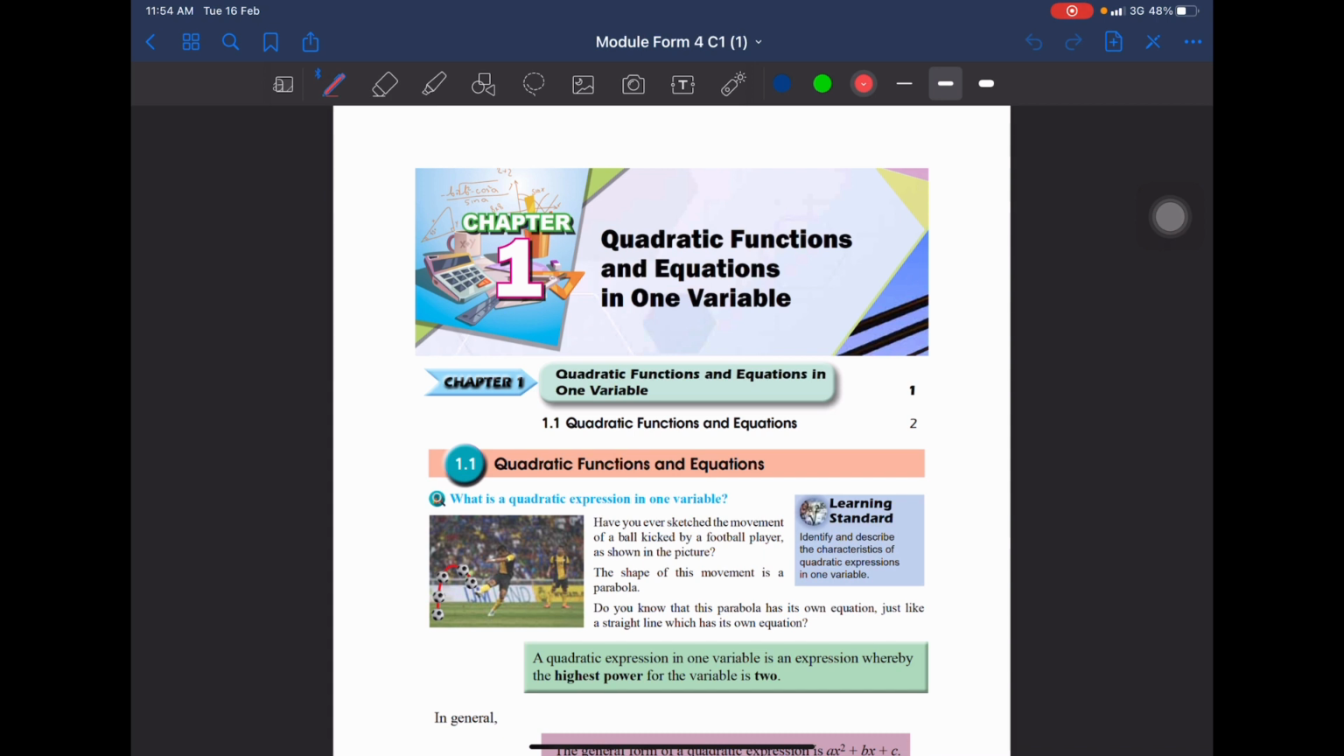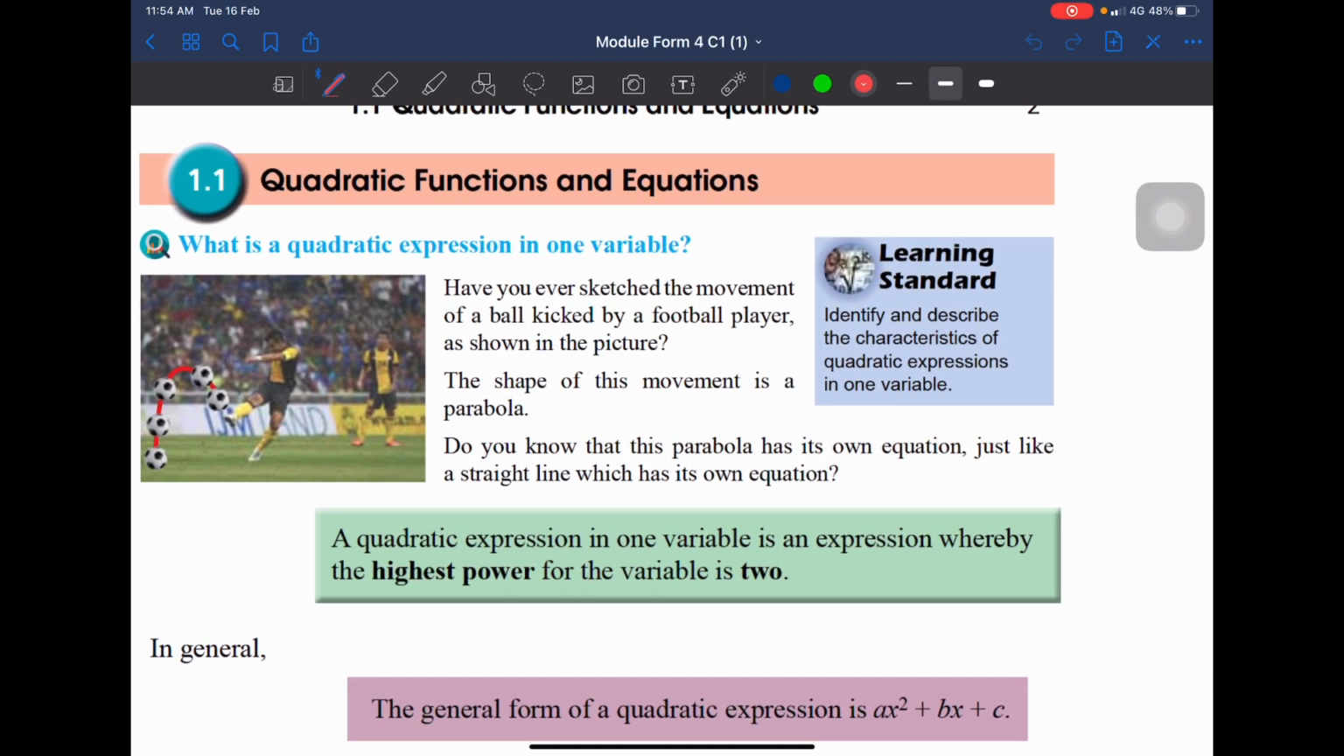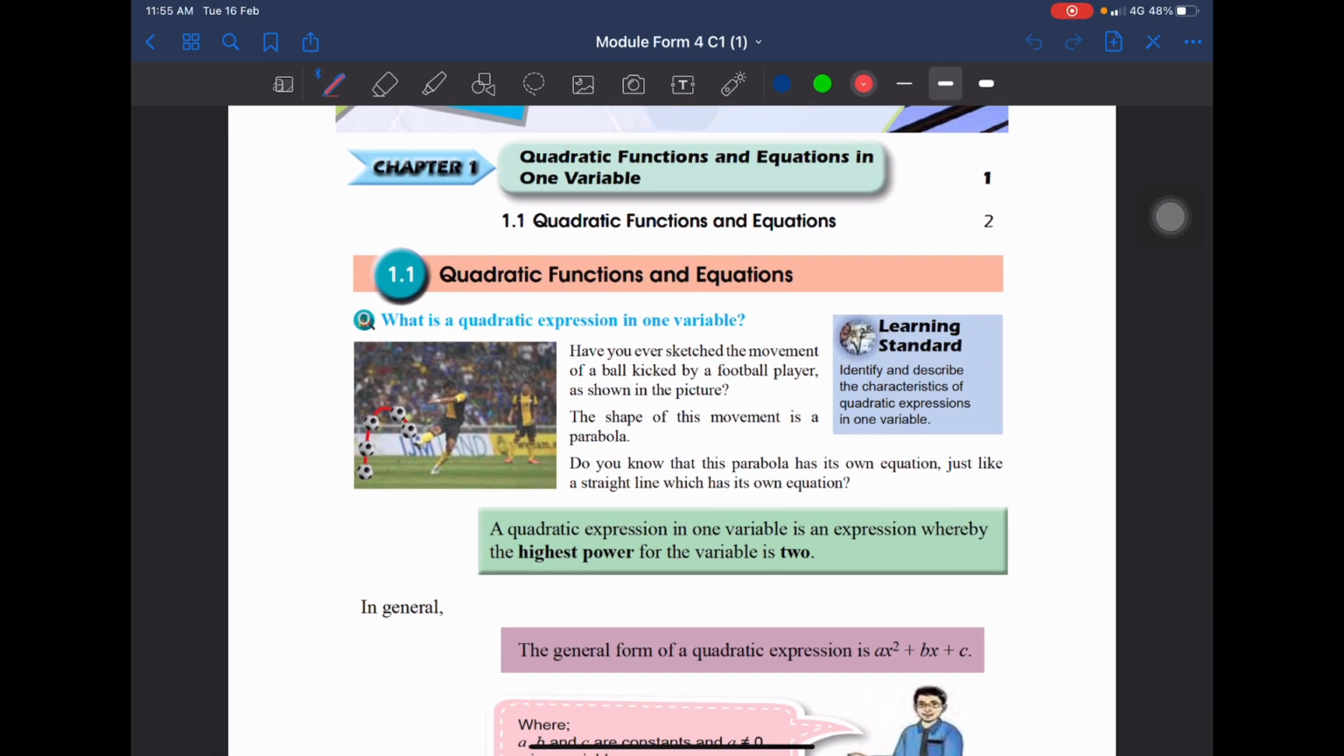Okay, so for today's class, we are going to learn about chapter 1, Quadratic Function and Equation in one variable. For today's first learning standard, you're going to learn to identify and describe the characteristics of a quadratic expression in one variable. Okay, look at this first situation.